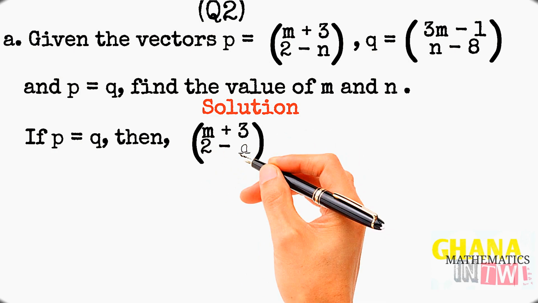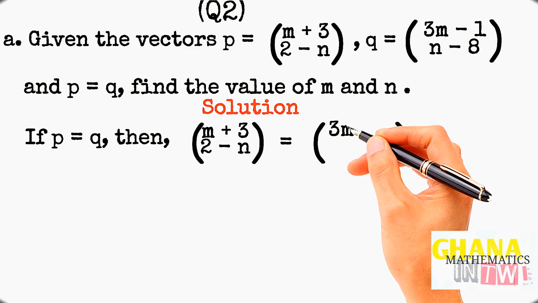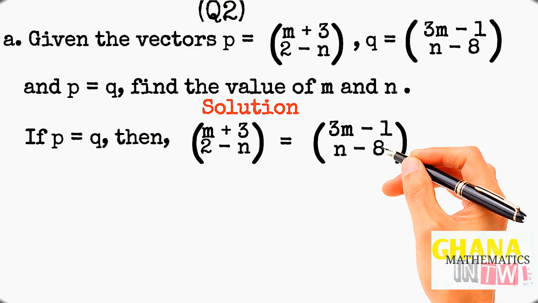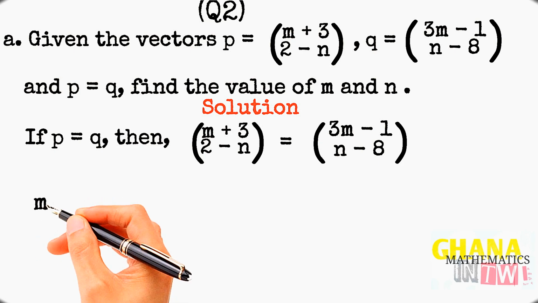P is (m plus 3, 2 minus n), and q is (3m minus 1, n minus 8). So the top of p and the top of q, and the bottom of p and the bottom of q. So equating it, let's deal with the upper part first. The upper part: m plus 3 is equal to 3m minus 1. So we equate m plus 3 to 3m minus 1.